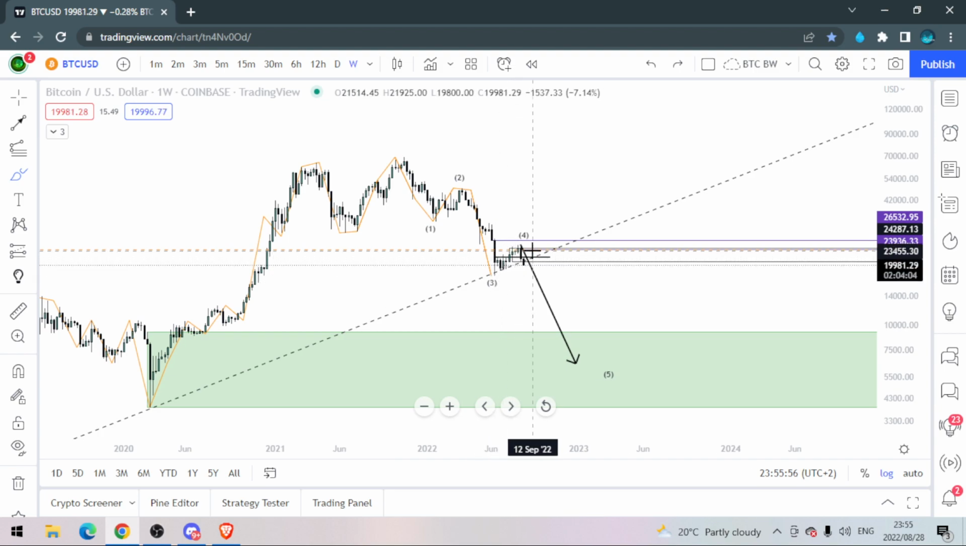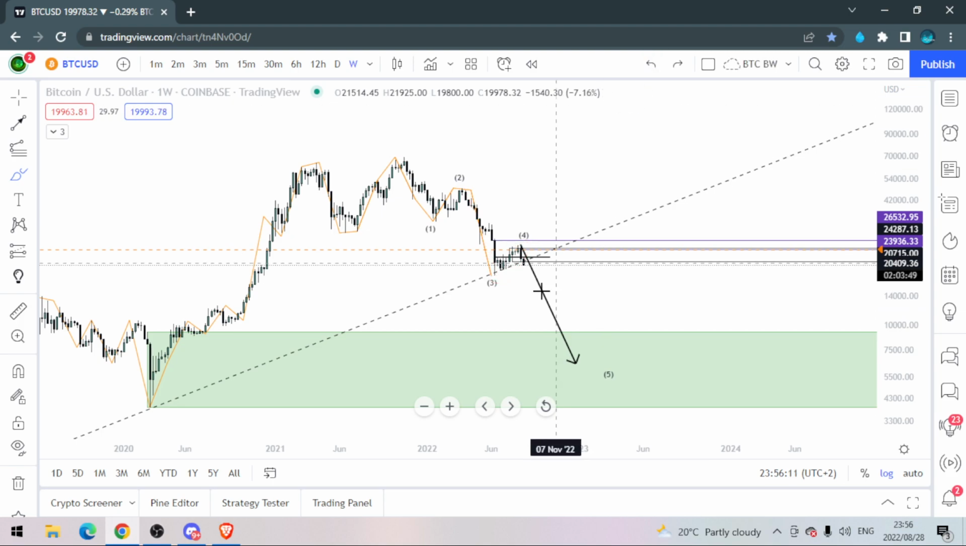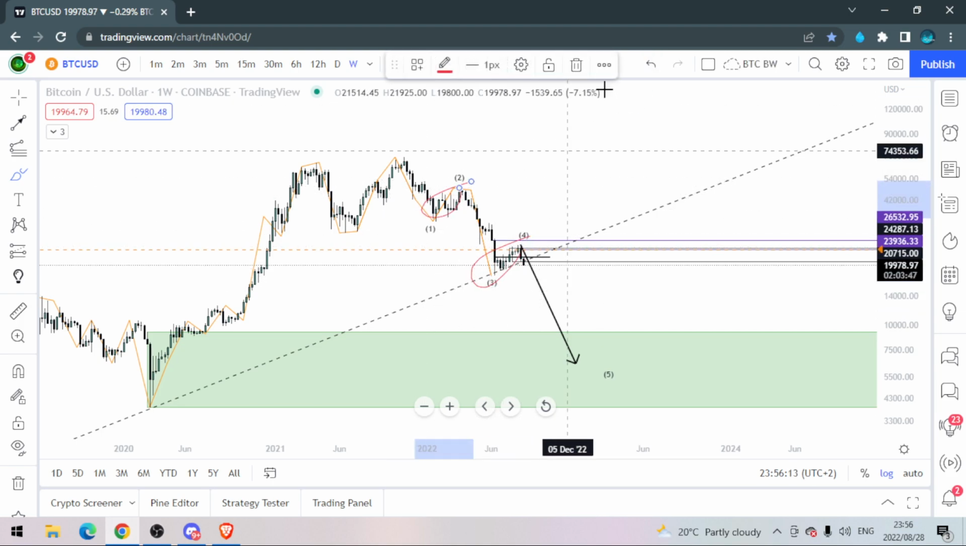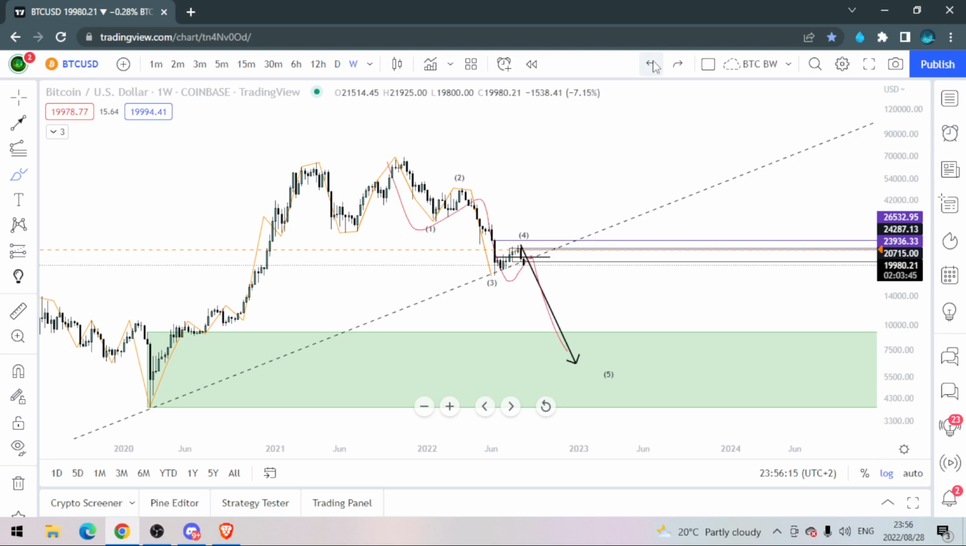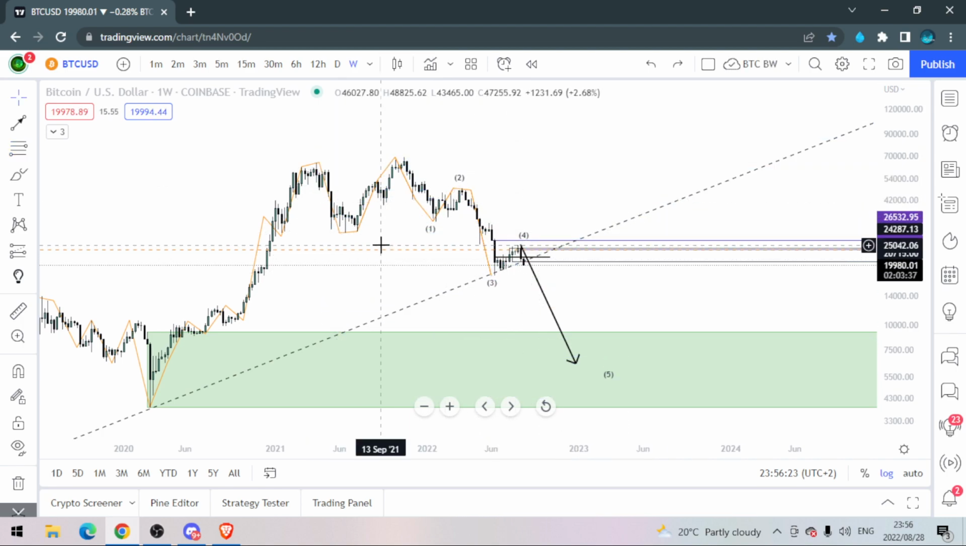Wave 4 is slightly shorter than 2, but 2 was a bit longer. Wave 4 is 30% or 33% of wave 3, so that's acceptable for this as a wave 4 to be in the same degree as a wave 3. So there's some alternation here and here. And let's just have a quick look at wave 2. This wave 2 was just over the 50%, so that's acceptable, right?